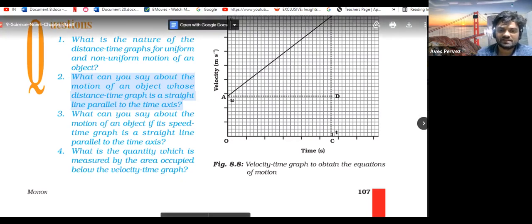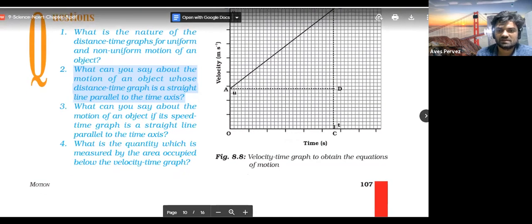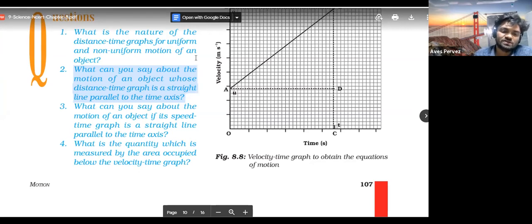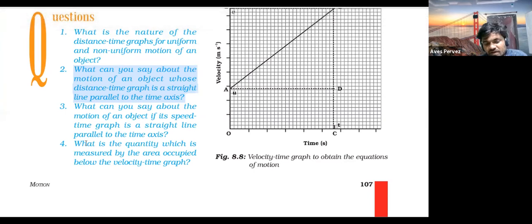Parallel to the time axis. It is parallel to the time axis. So if you have, in a speed-time graph, uniform motion, yes, it will be considered as uniform motion. Okay, we have done this in detail. So if you don't have this, you can copy this one, check in your copy.